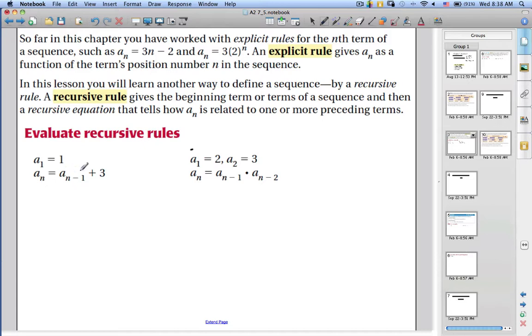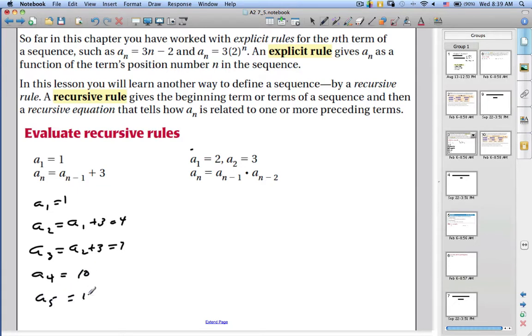A term is equal to the term before it plus 3. So I know that a sub 1 is 1. If I want to do a sub 2, it's equal to a sub 1 plus 3, which would be 4. A sub 3 would be equal to a sub 2 plus 3. A sub 2 was 4, 4 plus 3 is 7. So you can see that really what we're doing is we're just adding 3 each time. But until I know the term before, I can't add 3 to it. So that's how the recursive rule works.